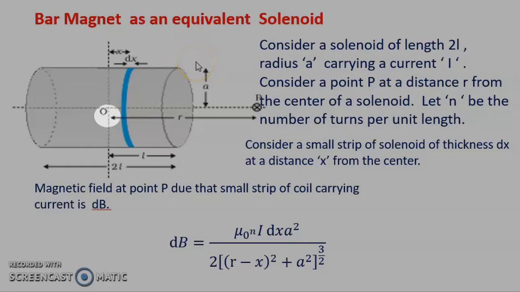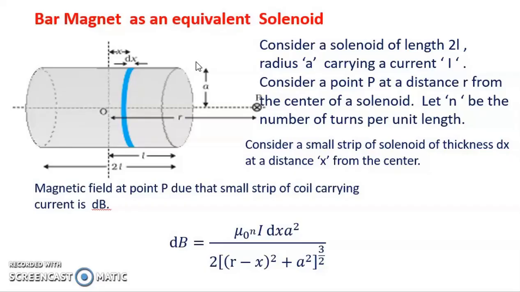Here, in this chapter, we are going to prove that the magnetic field intensity produced by the solenoid at an axial point is equal to the magnetic field intensity produced by a bar magnet.